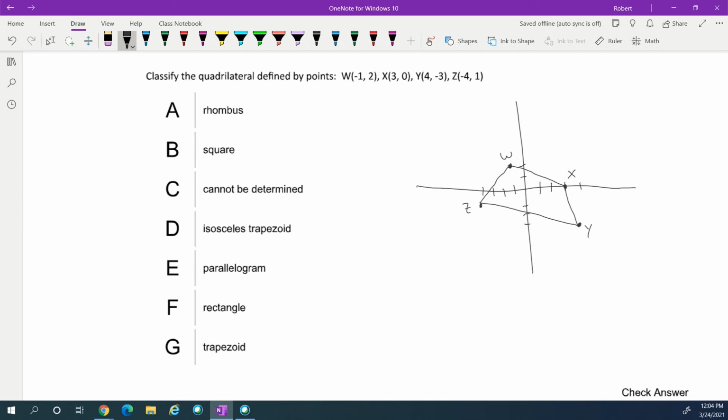So think about what the properties are. That's what this means. What properties can we figure out are true? Well, one of the easiest things to do is slope. Parallelograms and trapezoids have parallel lines, so we should find the slope. What do we know? We know slope, we know distance, and we know midpoint. That's all we know. So let's try things.